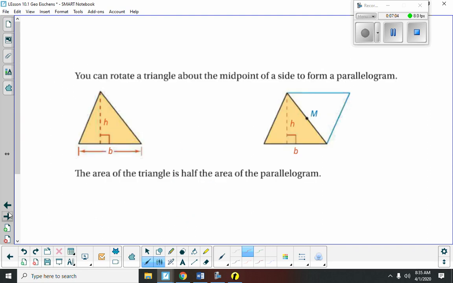Now, you can rotate a triangle about a midpoint of a side to form a parallelogram. So basically, if you have a midpoint, and you take this whole thing and rotate it around there, oopsie, my drawing is not the best, we end up with a parallelogram. Now, the area of a parallelogram is base times height. So a parallelogram basically is two triangles. To find the area of just one triangle, you take the area of the whole thing, base times height, divided by 2. That's how we get the formula for the area of a triangle.